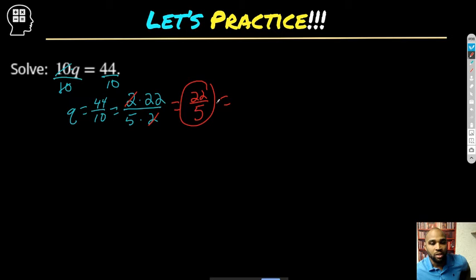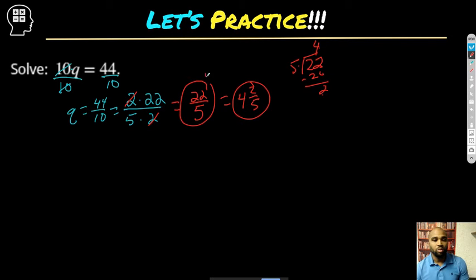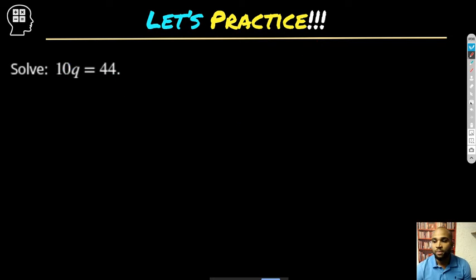And we could rewrite it as a mixed number if we wanted to, right? We can do 22 divided by 5 is 4 and 2/5. 22 divided by 5 is 4. And we're left with 2. 4 and 2/5. So either one of these would be correct depending on how they ask for your answer.